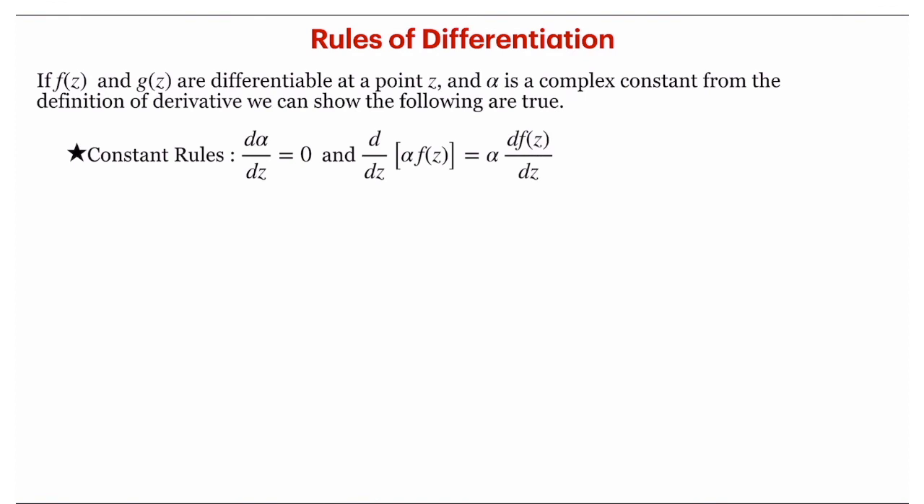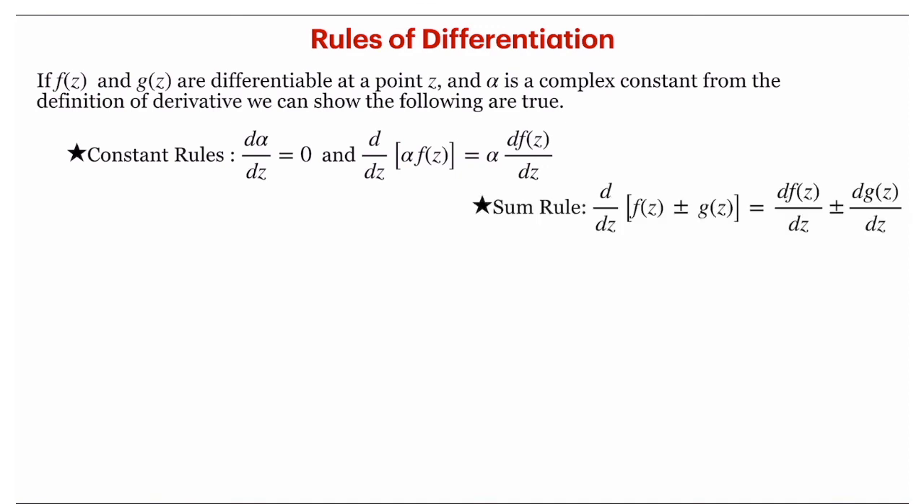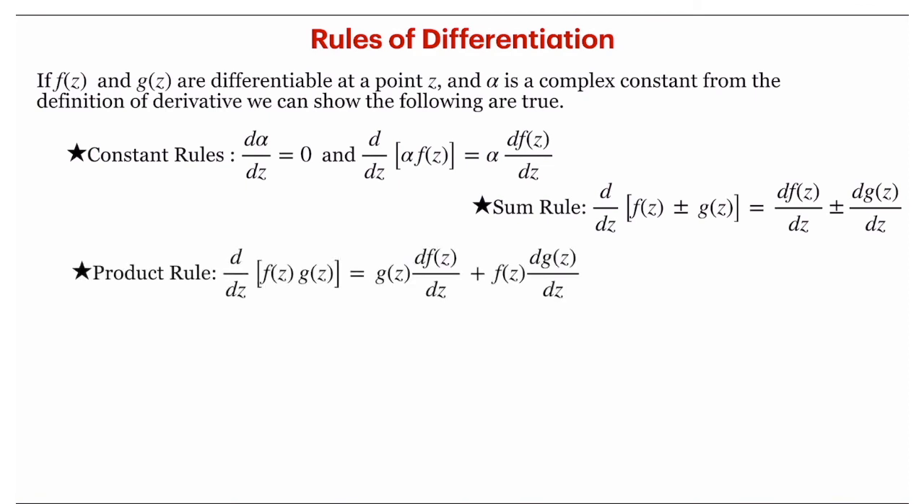The first rule is the constant rule. The derivative of a constant is 0, that we know. The derivative of a constant multiplied by a function is simply the constant times the derivative. The sum rule is a linearity property, which always has to be valid because differentiation is a linear operation. Then the product rule, which we have in real analysis too. You take the derivative of the first function and multiply by the second function, plus you take the derivative of the second function and multiply by the first function.